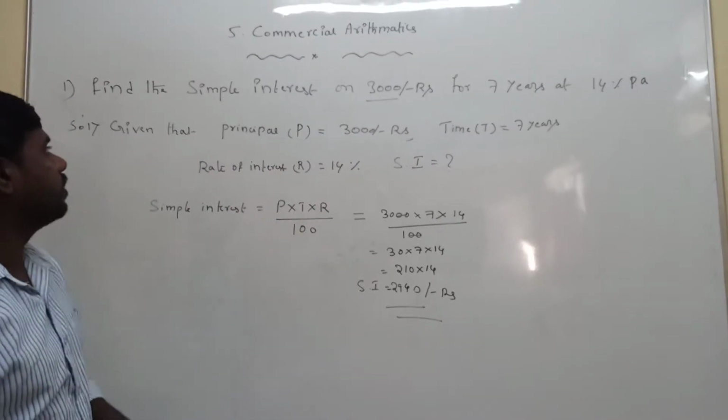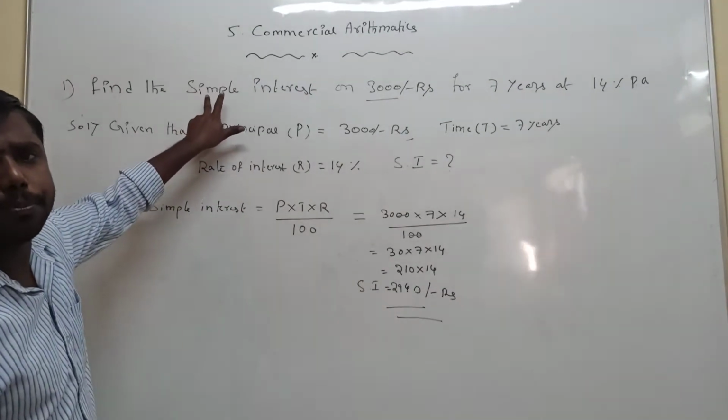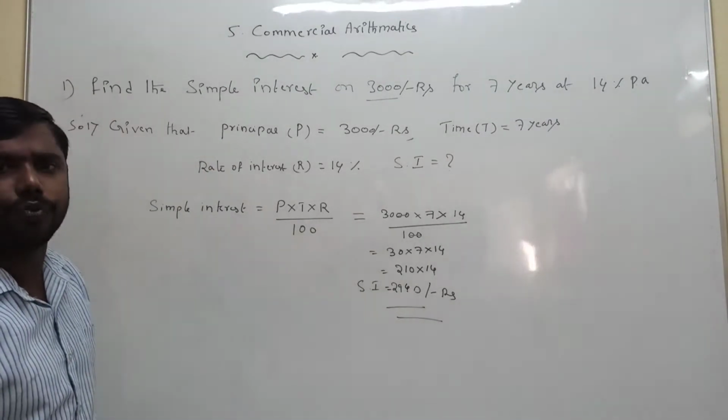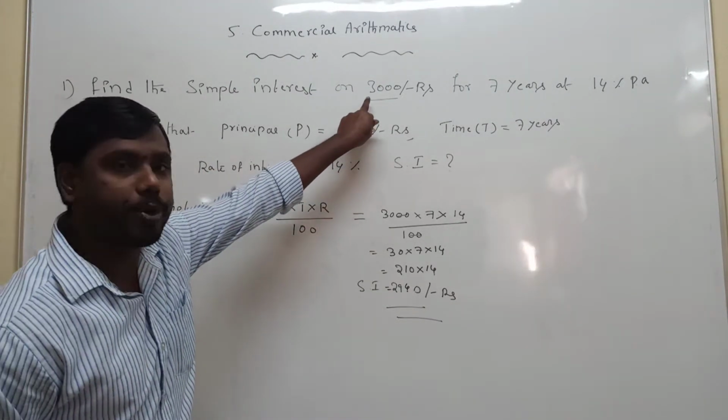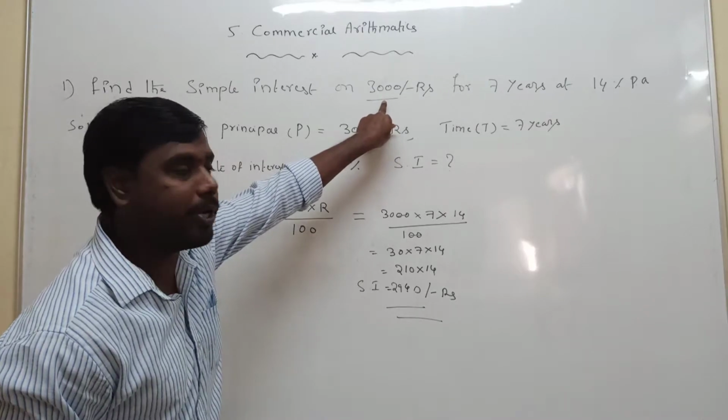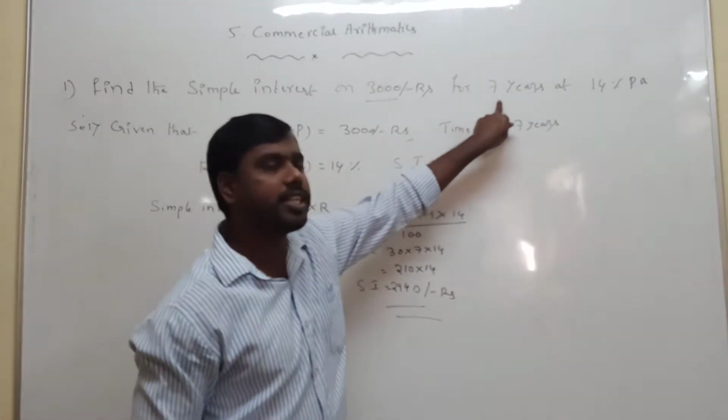Here, listen carefully. They are asking to find the simple interest, the value of simple interest. They have given principal amount 3000, capital P is equal to 3000. How many years are they given?